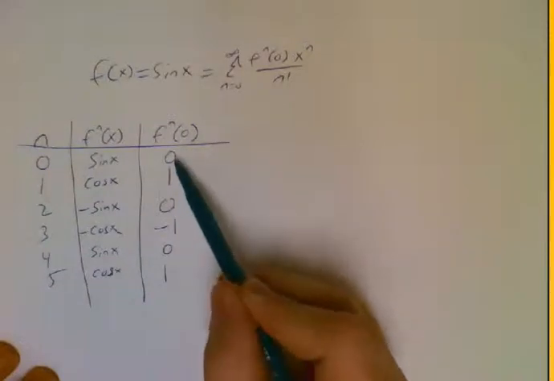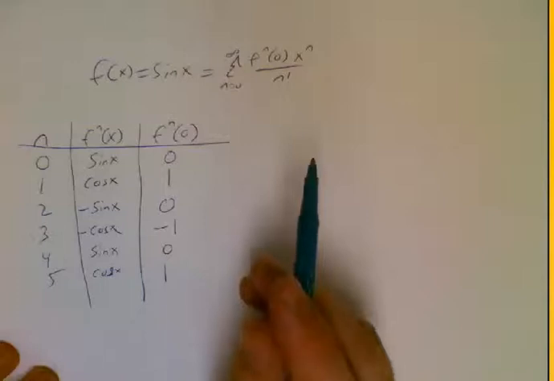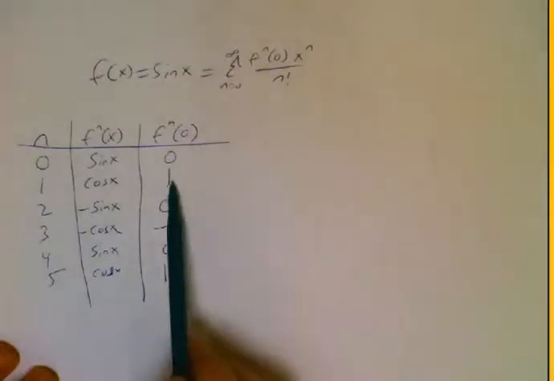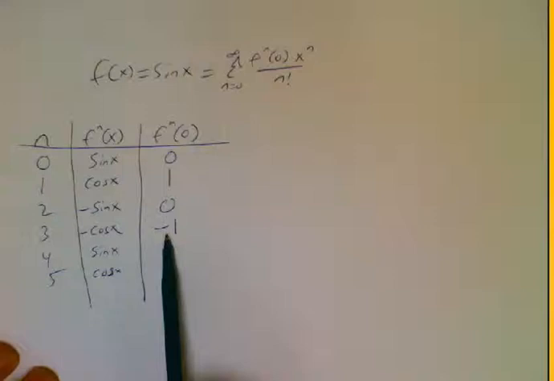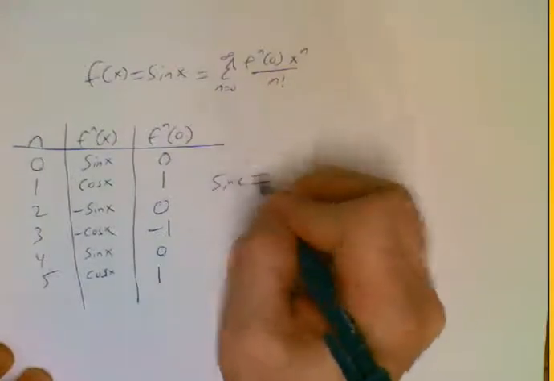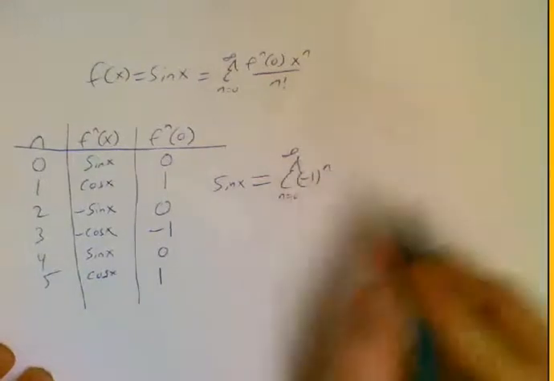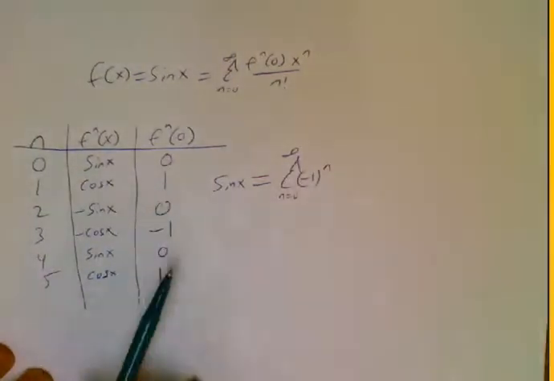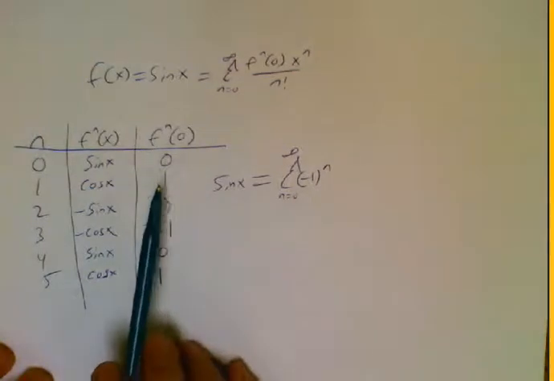If you skip one, every other term is 0. So those aren't really going to help me with my representation. But this is going to help, and this is going to help, and this is going to help. The only thing is they alternate signs. We've seen that before. So my sine x is going to be a series that alternates in sign, starting with positive and then going negative. So starting with positive would be just negative 1 to the n power.